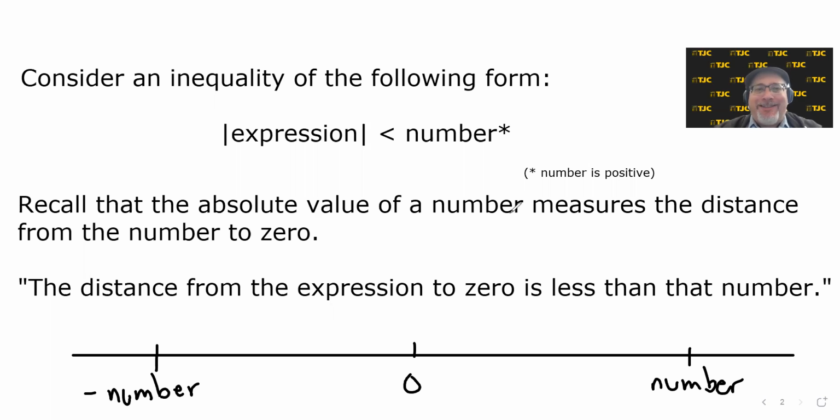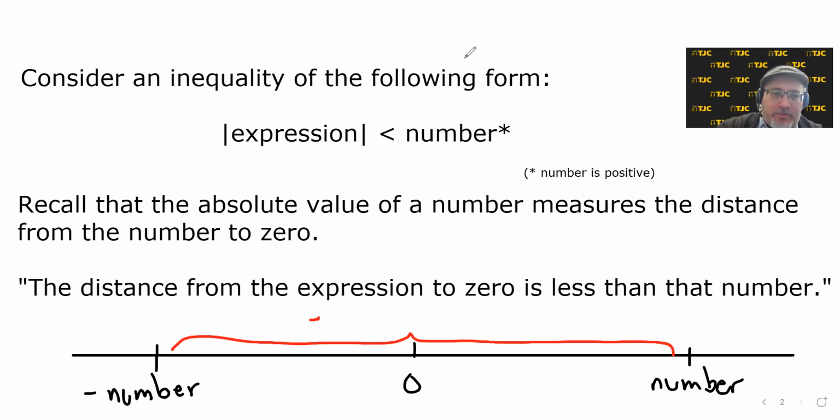All right, so if we're going to say that the distance from the expression to 0 is less than that number, that means that whatever that expression is has to be in the middle here somewhere. So our expression has to be somewhere in this range, somewhere between negative number and positive number. Again, we're assuming the number is positive on its own. Well, that's just a double inequality, if you will. In other words, the inequality that goes with this picture is as follows.